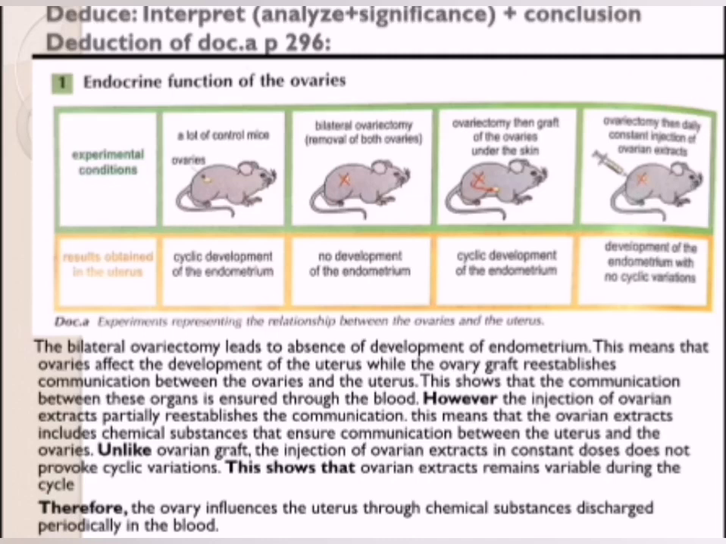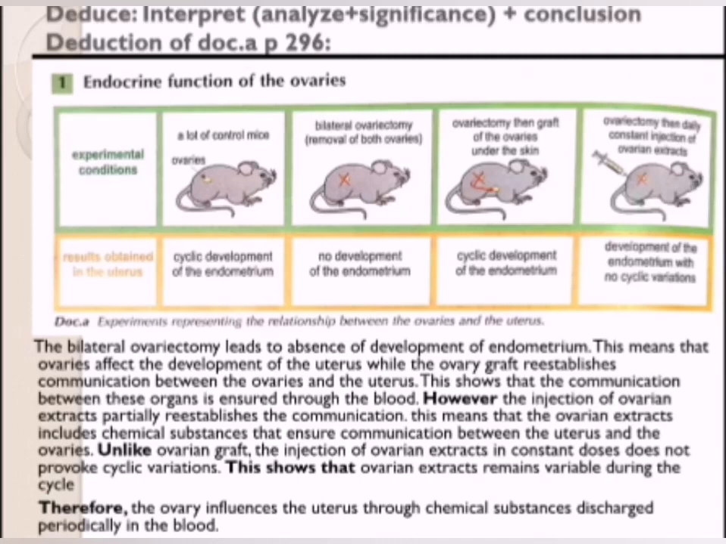is ensured through blood. If I go back to the endocrine and the exocrine glands, we said before that an endocrine gland can act in any vascularized area, and here we have communication by blood. Now, however, the injection of ovarian extracts partially establishes the communication. So in the last experiment, the ovariectomy and then daily constant injections of ovarian extracts lead to the development of the endometrium, but without cyclic variation.